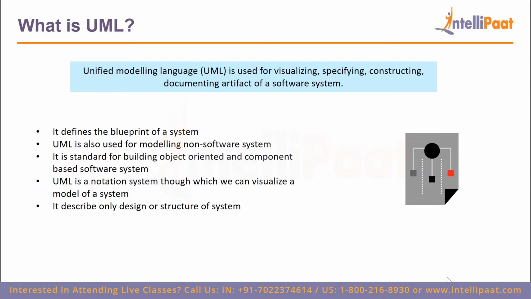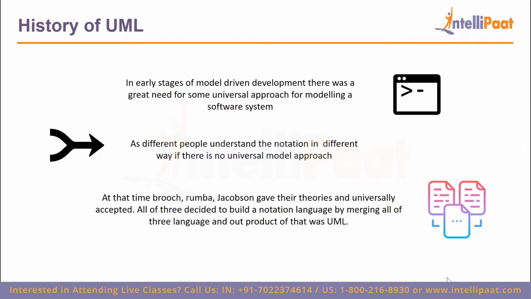Here we'll have detailed ideas about what UML is and the history of UML as well, along with the description. In the early stages of model-driven development, there was a great need for a universal approach for modeling a software system. As different people understand notation in different ways, if there is no universal modeling approach, a necessity arises for developing one. At that time, Booch, Jacobson and Rumbaugh gave their theories and they were universally accepted. All three decided to build a notation language by merging their three languages, and the product of that was the Unified Modeling Language.